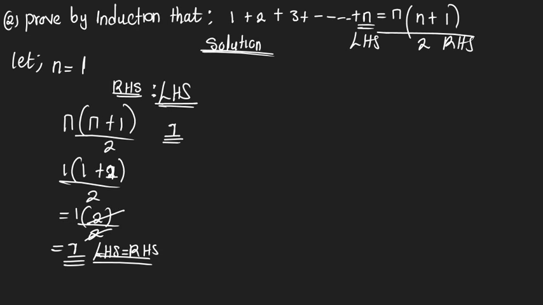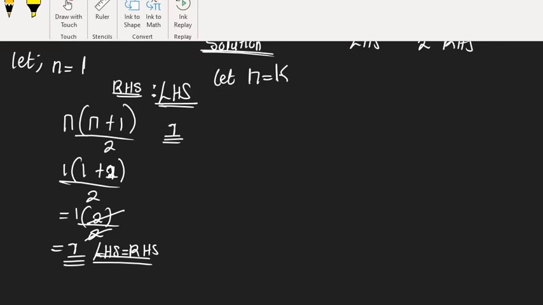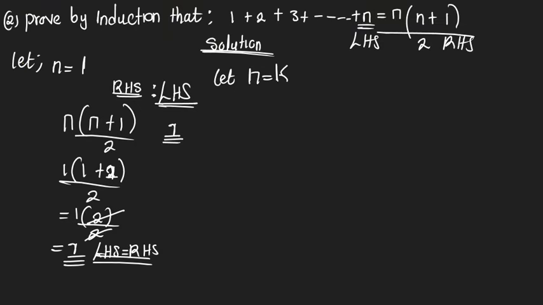The next step is where you let your n be equal to k. Then you write the same equation, the original. This is going to be 1 plus 2 plus 3, then dot dot dot. While there is n, in fact, state that this one is the original equation.